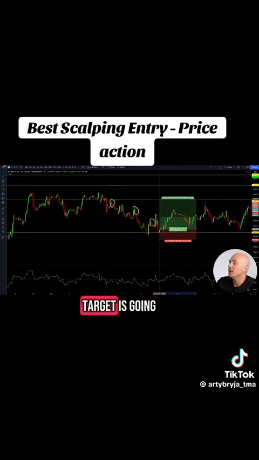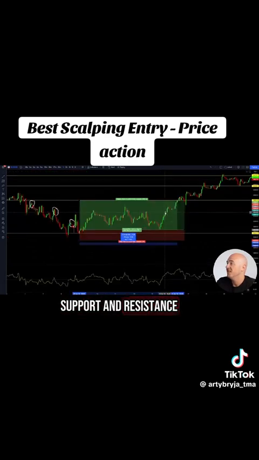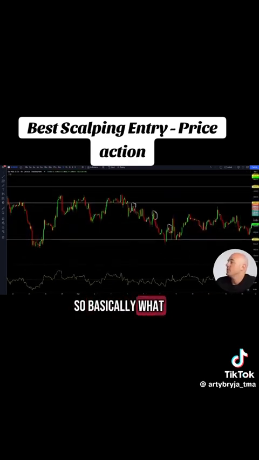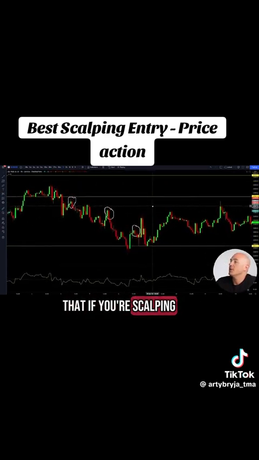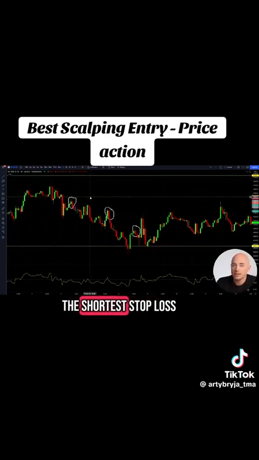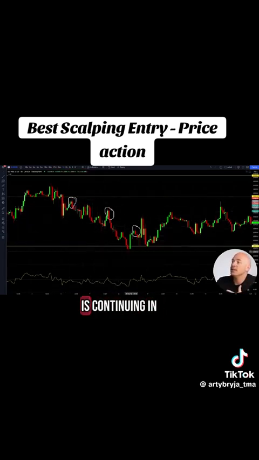And your price target is going to be where the price crossed a lot on this swing high, or if you've drawn up support and resistance lines, the previous known support and resistance. This trade took 7 days, but it did get you 113 points. So basically what I'm trying to tell you is that if you're scalping with the trend, and you're using these price action indicators like a 3-line strike to let you know that that's going to be your entry price. That's going to be your sniper entry where you get the shortest stop loss, and you just jab that thing every single time as the price is continuing in that trend.